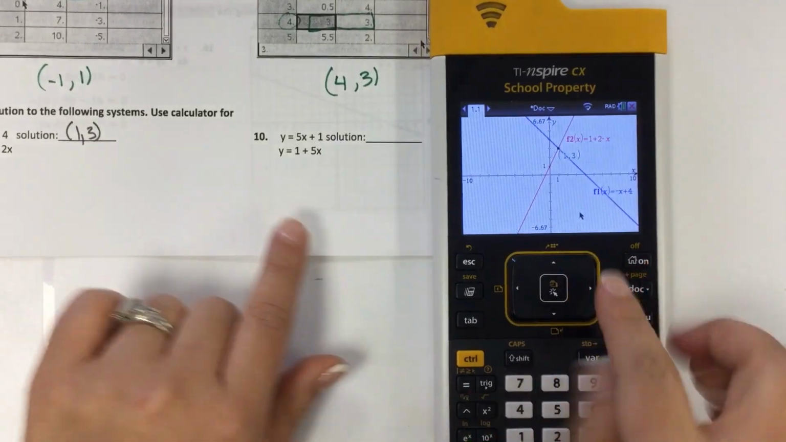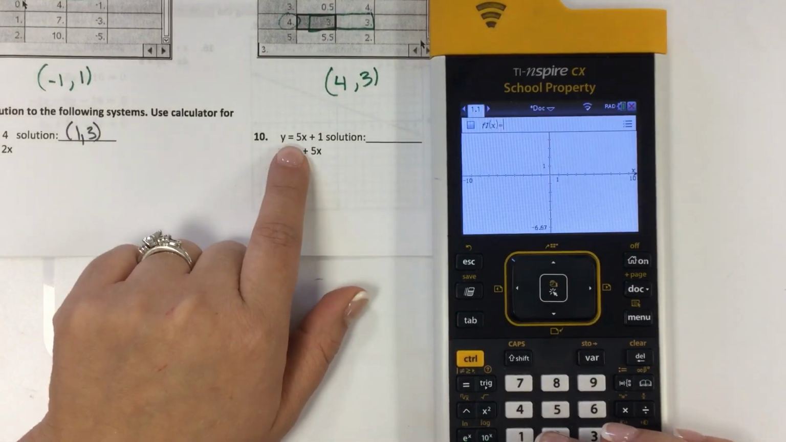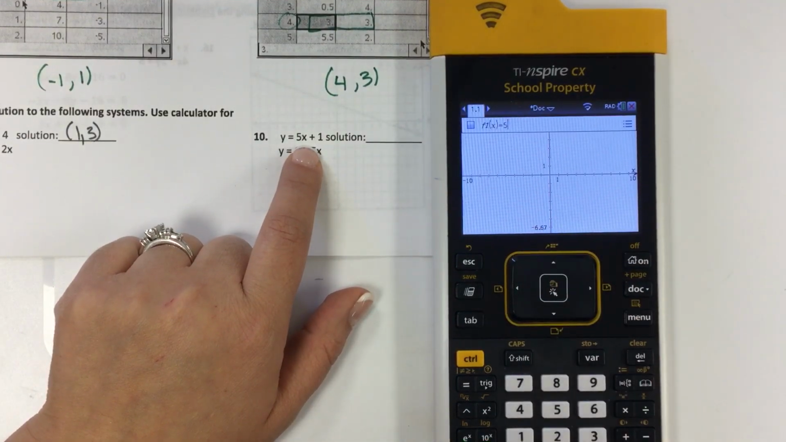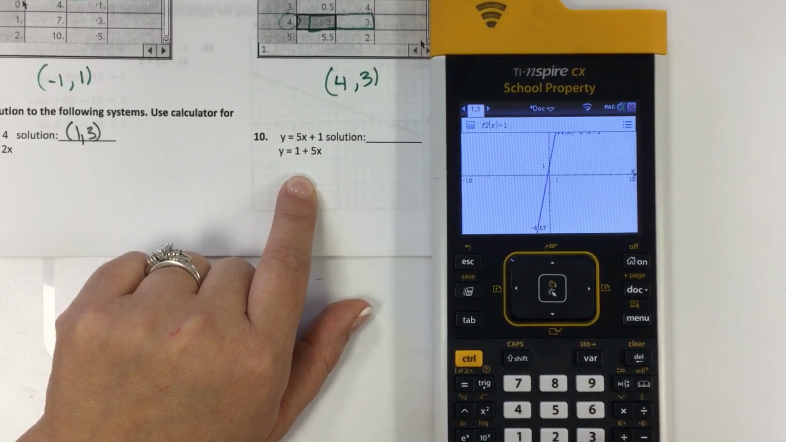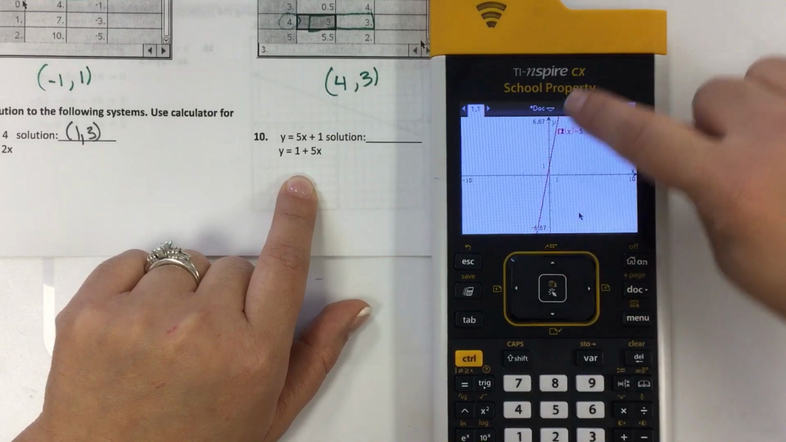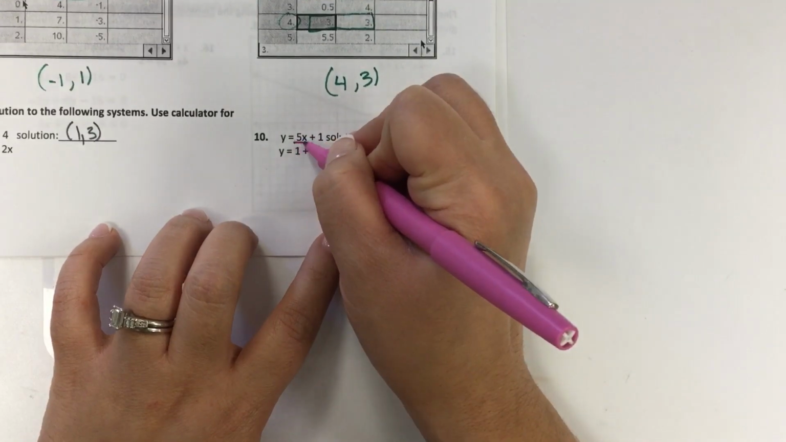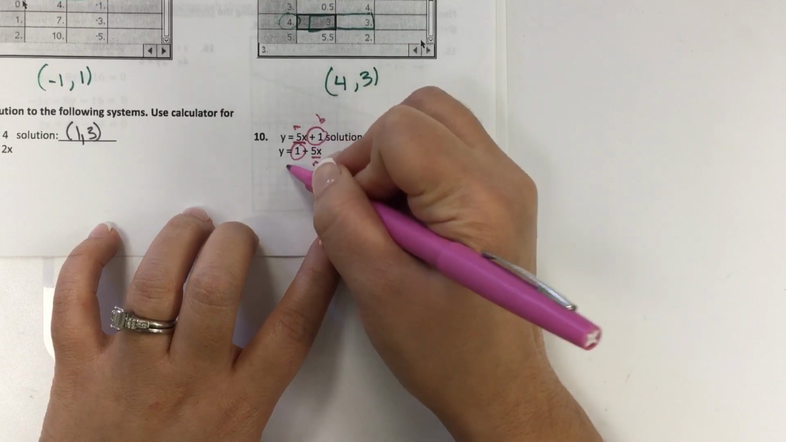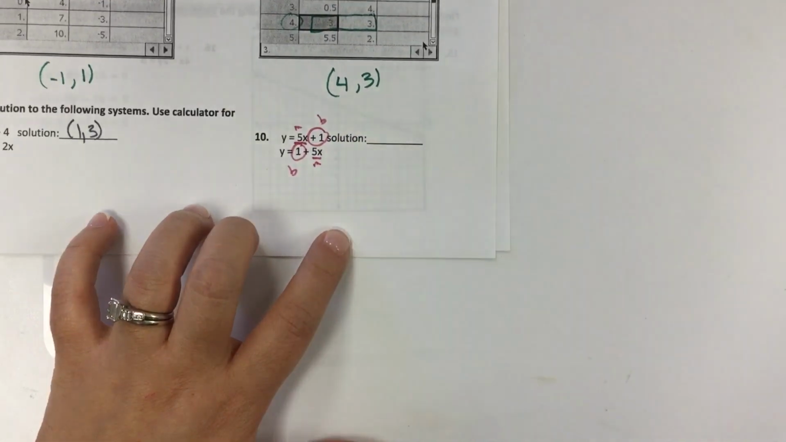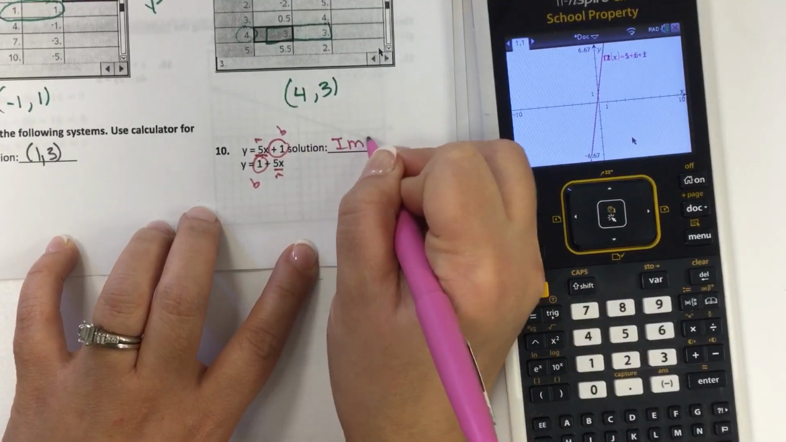And then number 10 here, same thing. Go ahead and clear my calculator by opening a new document. Starts with y equals, so I can go straight to typing in 5x plus 1, enter, tab, and I can press 1 plus 5x, enter. Here I can see they are overlapping, which means they are the same line, and I can confirm that: our slopes are the same, as well as our b values are the same. So they're the same line, they're overlapping. I see that on the calculator. So our solution is going to be infinitely many solutions.